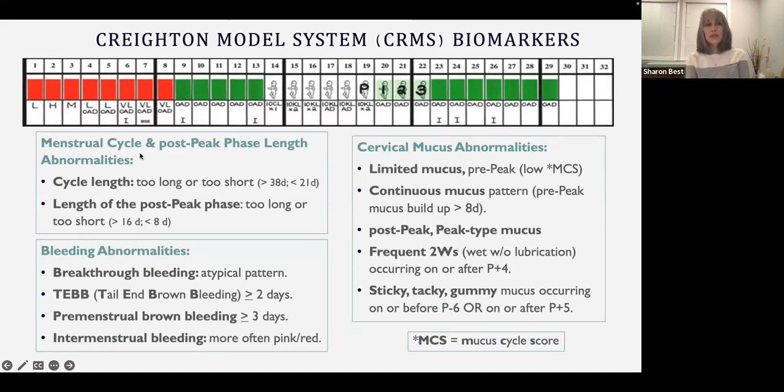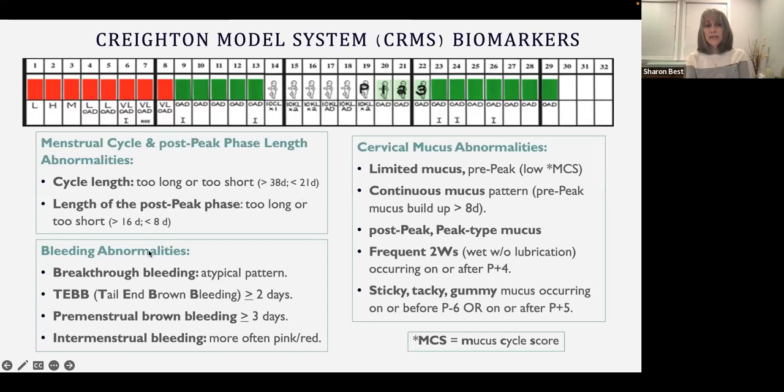So in menstrual cycle and post-peak length, we know that if the whole menstrual cycle is too short or too long, we know that there's a problem. As well as if we know the length of the post-peak phase is too short or too long, we know that that's an abnormality as well. So a cycle greater than 38 days or less than 21 days is something that we will be looking at, and a post-peak phase greater than 16 or less than 8.